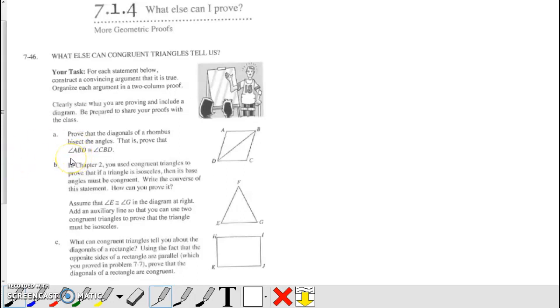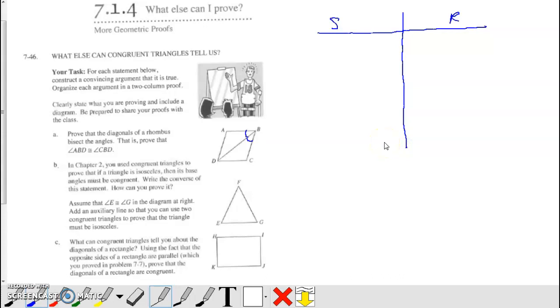All right, so looking at A, we want to prove that the diagonals of a rhombus bisect the angles. So again, what we're trying to prove is that ABD, this little angled guy right here, is congruent to CBD. So we're trying to prove that these two are congruent to each other. Go ahead and pause the video now and try A on your own with a statement and a reason.